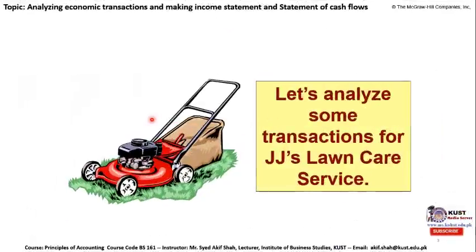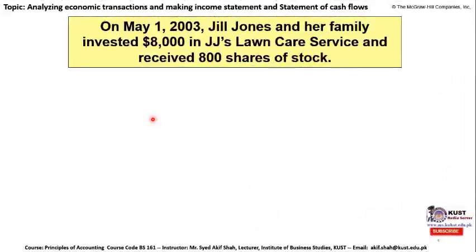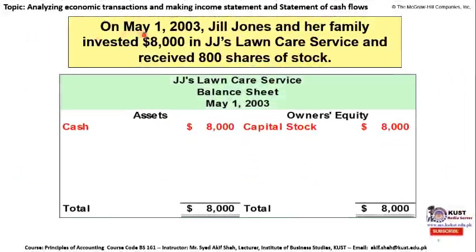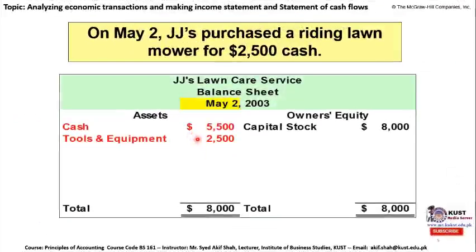Here we had some economic transactions related with the JJ Lawn Care Service, where one by one we have discussed the economic transactions starting from May 1st, where the owner has invested $8,000 into the business, and then we explained in detail the impact of this transaction on the balance sheet. So we will quickly move towards our next agenda. Then we had purchased the lawn mower and shown the impact on the balance sheet.